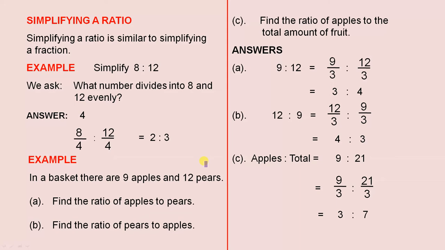Another example, in a basket there are 9 apples and 12 pears. Find the ratio of apples to pears. Find the ratio of pears to apples. Find the ratio of apples to the total amount of fruit.